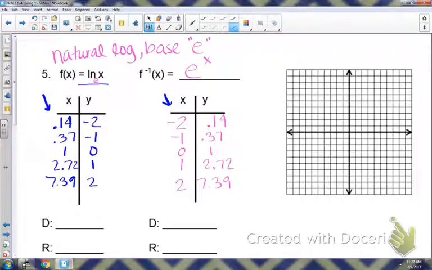All right, so I'm going to graph the natural log of x first. So 0.14, -2, 0.37, -1, 1, 0, 2.72, 1, and 7.39, 2. So it's still approaching the y-axis. That's the original. If you draw your y equals x line, it should be a reflection across that.